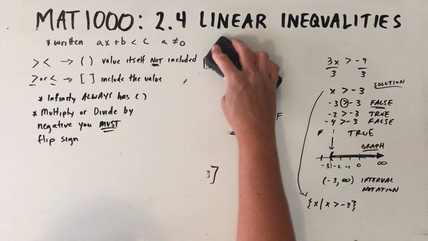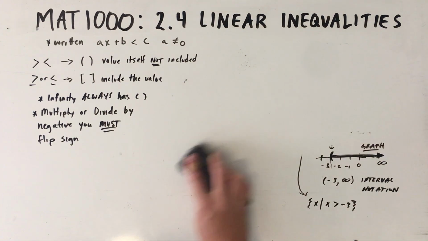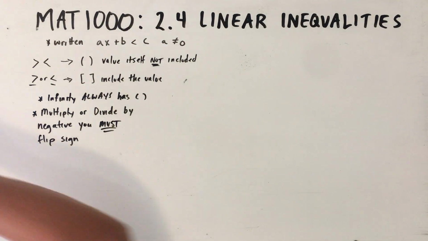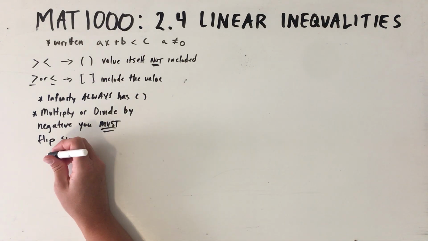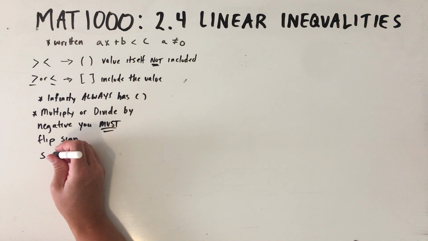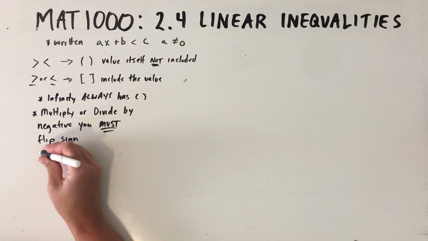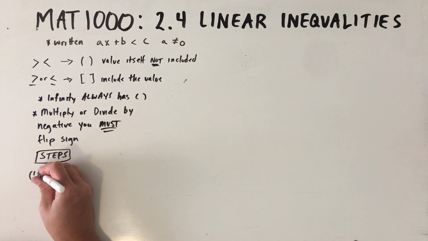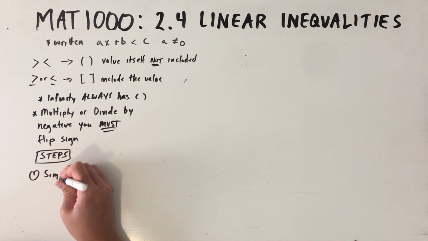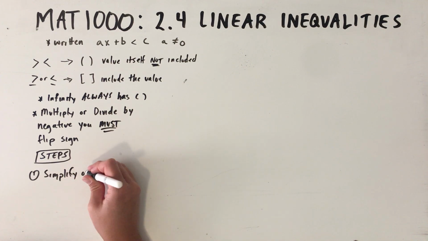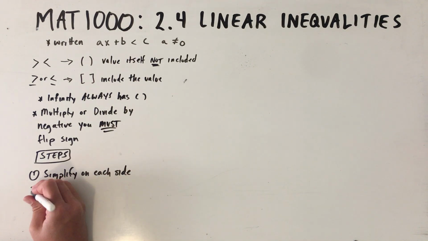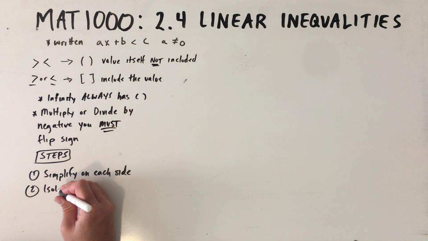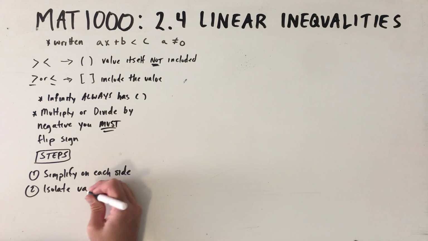And let's solve some inequalities. The steps for solving the inequalities are the same as solving linear equations. We're going to do steps here. I'll write them abbreviated. Remember, our first step is to simplify on each side. Our second step is to isolate the variable.